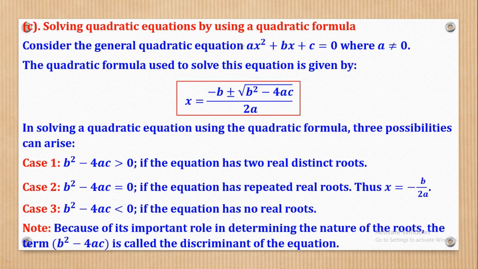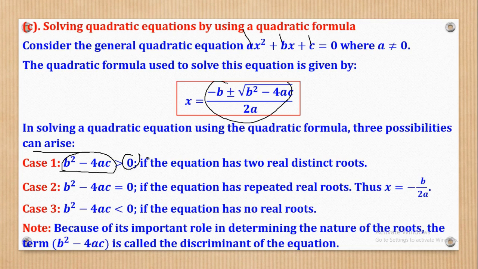So when given a quadratic equation, just look at this coefficient of x squared, let it be a, coefficient of x, it will be b, and the constant will be c. Then you substitute in this formula. Now, in solving a quadratic equation using the quadratic formula, there are three possibilities which may arise. The first case is when this term is greater than 0.